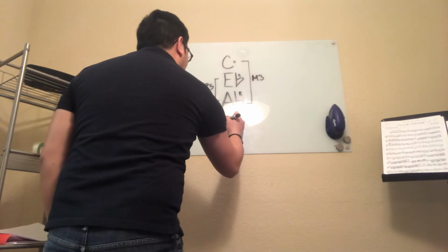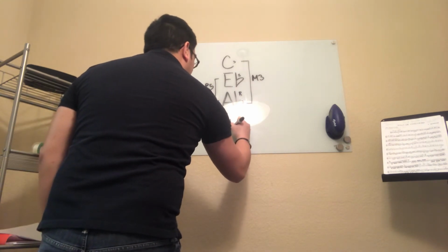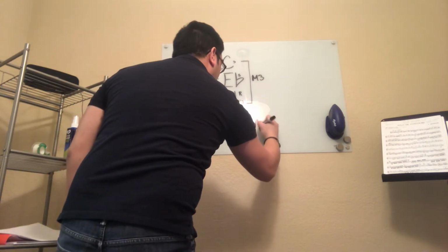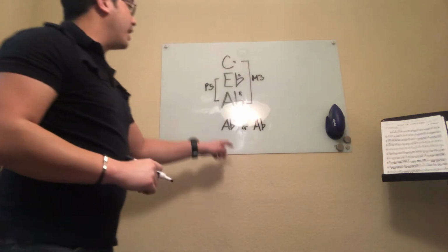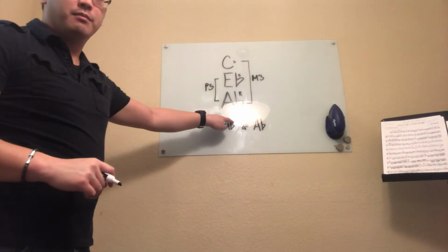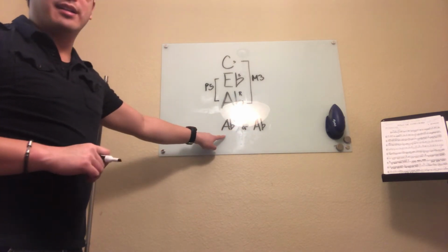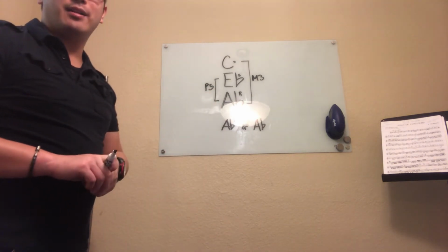So we're going to write it like this. You can either write A flat 5/3 or just write A flat. But remember, it has to be capitalized because this is a major triad. So let's do two more.